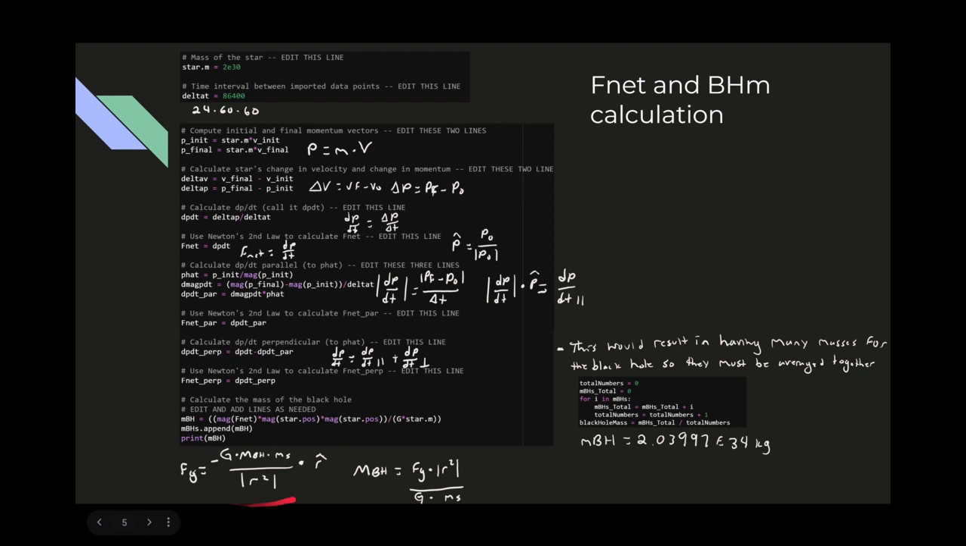Finally, we can obtain the mass of the black hole by rearranging the universal gravitational force equation. Since we will obtain a mass of the black hole each iteration of the calculation, we must take an average of these masses, which is reported here.